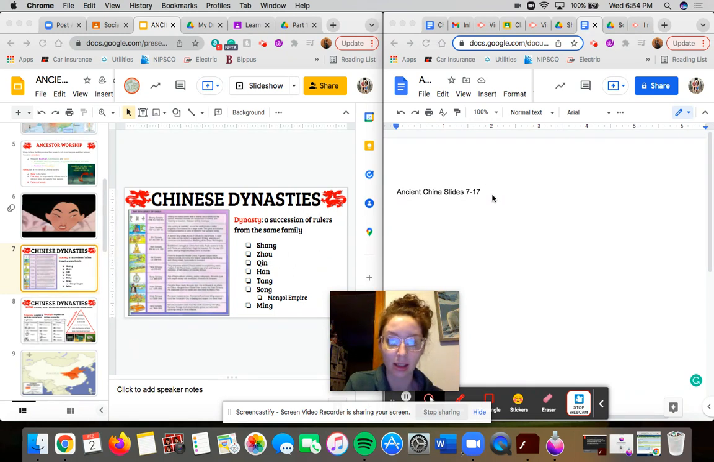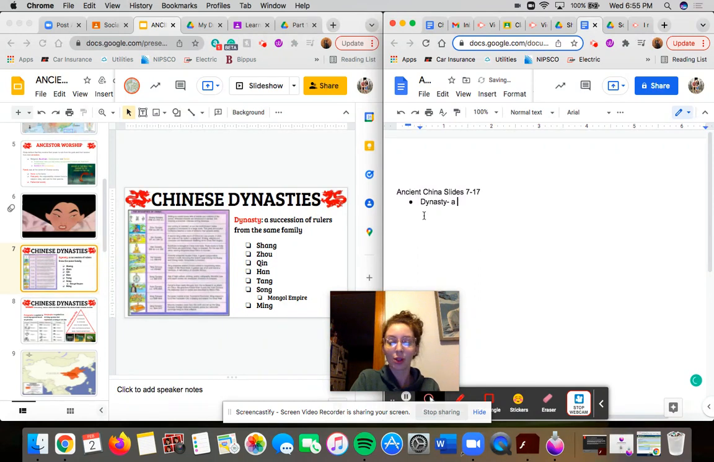These are the Chinese dynasties. I'm going to write down the words in red because those are the ones that are the most important. So a dynasty is a succession of rulers from the same family. Like when the father dies, then the son will take over, and when he dies, his son will take over for as long as they can until someone overthrows them. Okay, so I'm going to write that definition in my notes so I have it for the test.